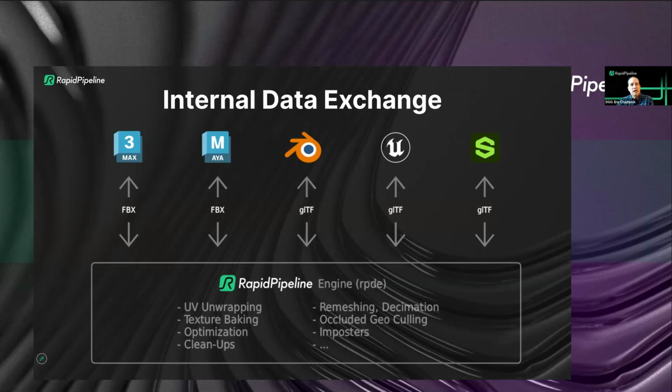So for Max and Maya, FBX is the best choice because it lets you get that rich material model out. And for Blender, it has a really good GLTF runtime for handling that data. So that's how we send data out to process it and bring it back in. And the same with Unreal and Substance. And that's just how it works.